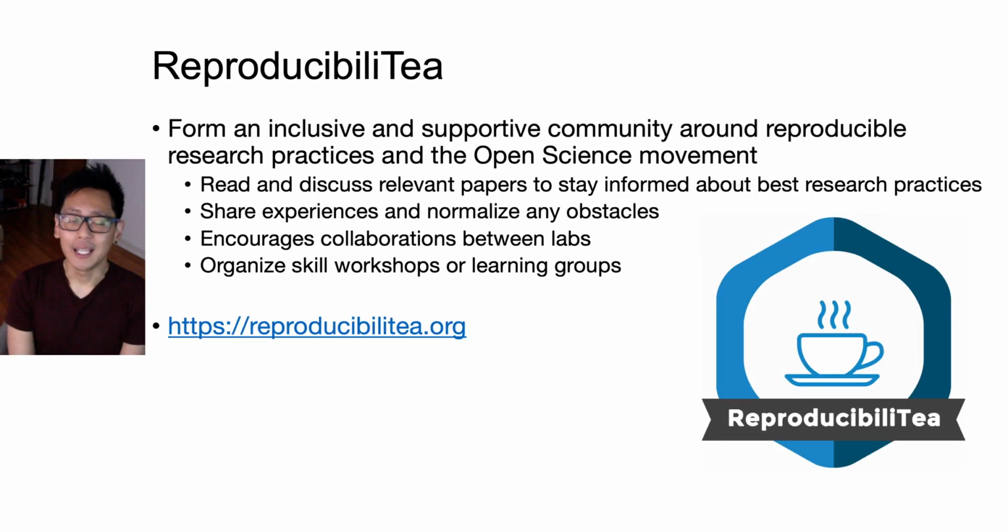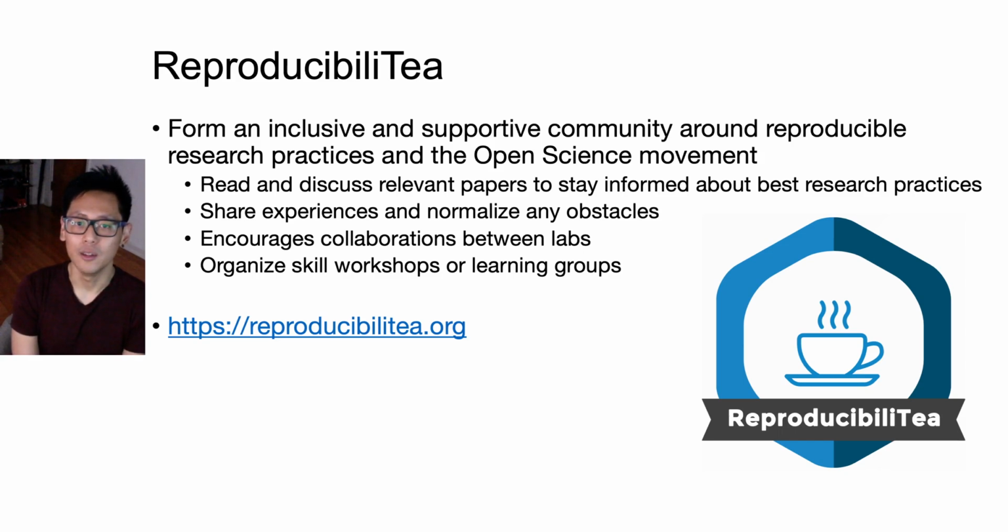I also really want to highlight reproducibility. So Reproducibility was a grassroots journal club initiative. Here at a reproducibility journal club, you form an inclusive and supportive community around reproducible research practices and the open science movement. So the idea is that every week or so, you read and discuss relevant papers to stay informed about what the best research practices are. And as you discuss those issues and those papers, you share your experiences, and that can normalize any obstacles or barriers that you may have to engaging in the open science movement or engaging in research, especially if you're an early career researcher or a junior scientist.